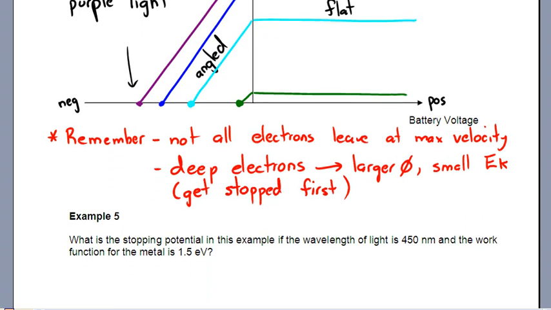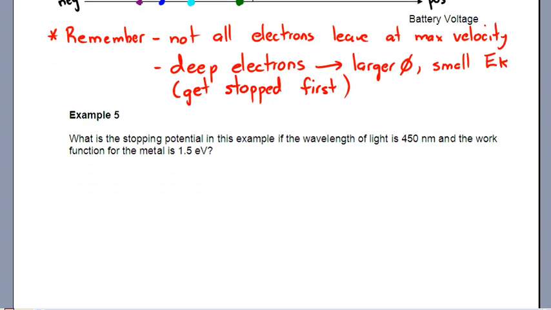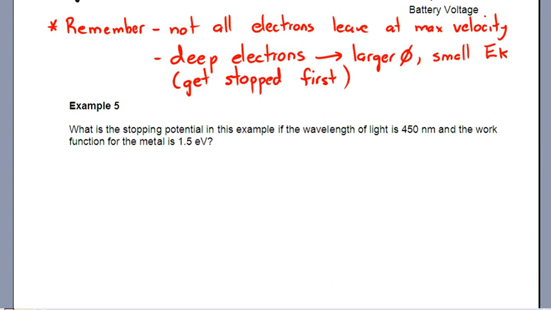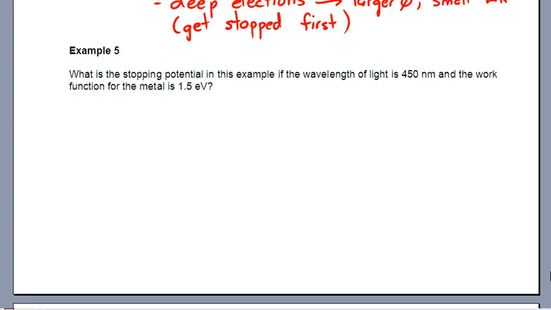Okay, let's just try a little numerical example here. What is the stopping potential? In this example, the wavelength of light is 450 nanometers and the work function is 1.5 eV. It's pretty common to measure work functions in electron volts. I'm going to split this page up into 3 to make room for the calculations that I'd like to do with you here.